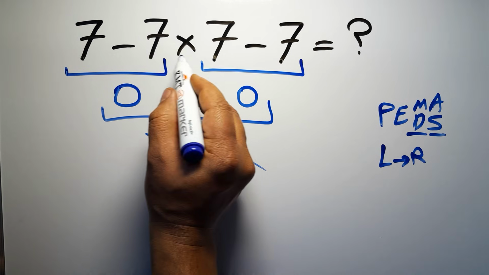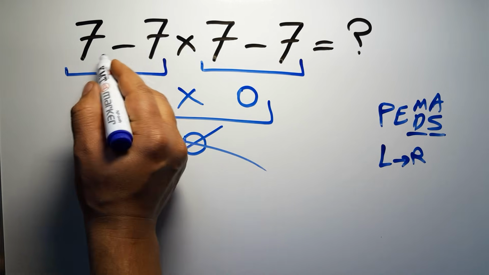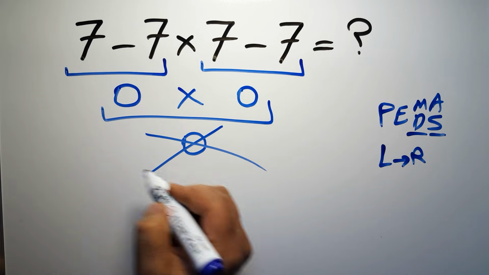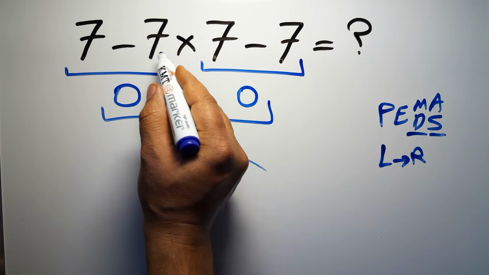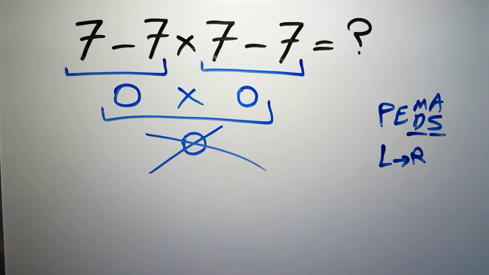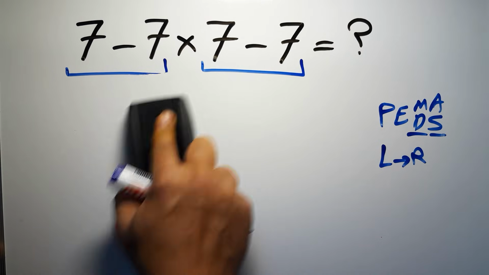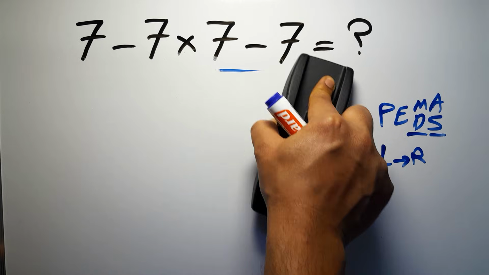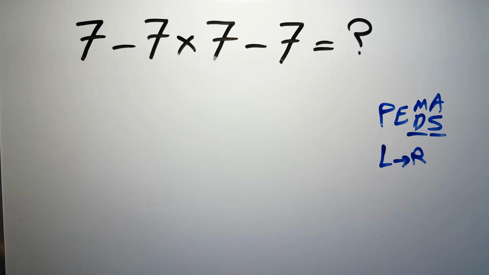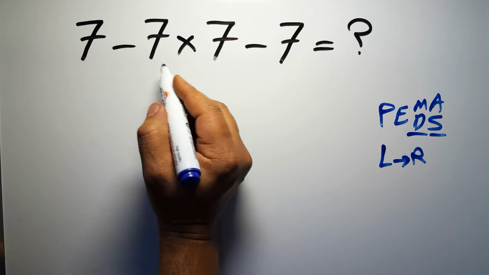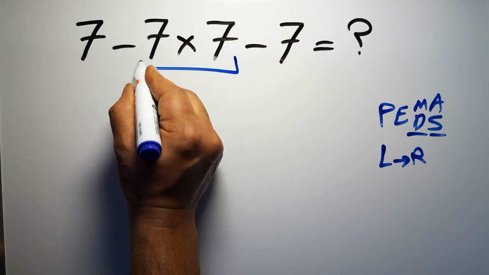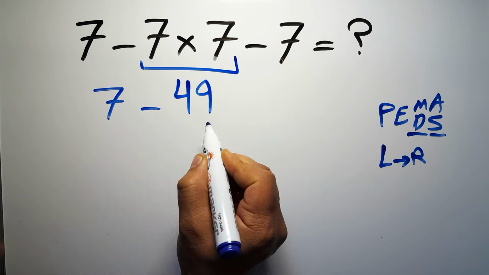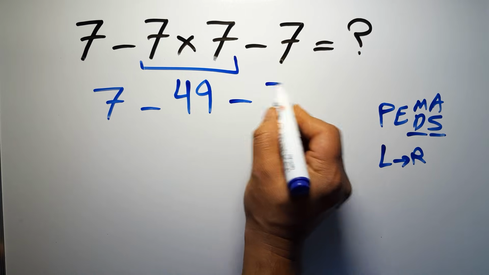So first we have to do this multiplication, then this subtraction, and finally this subtraction. If we do this subtraction or this subtraction before this multiplication, it is wrong. So first we have to do this multiplication. 7 times 7 gives us 49. So 7 minus 49 and then minus 7.